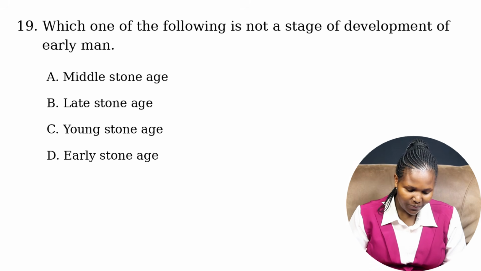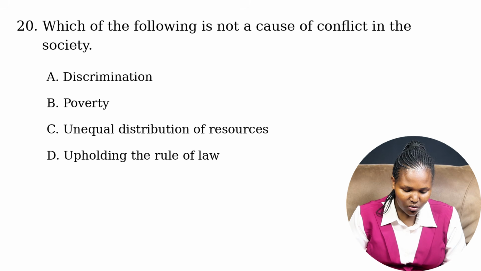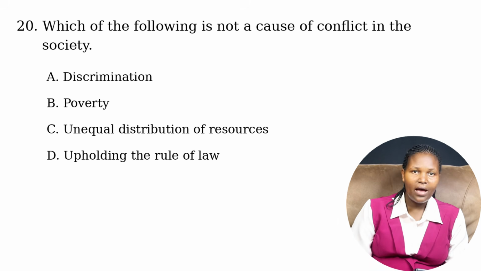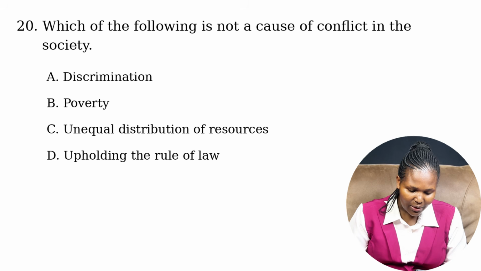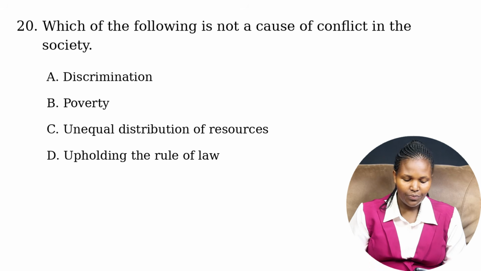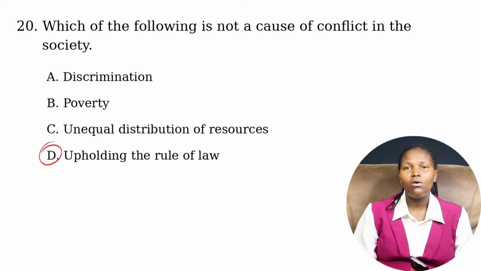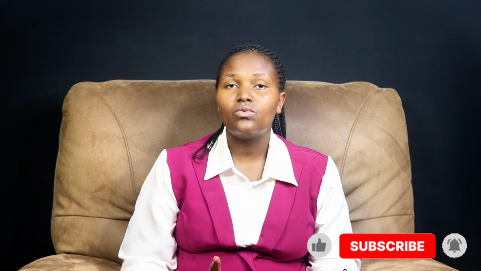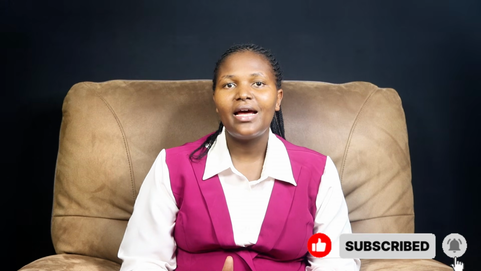And then question 20. Which of the following is not a cause of conflict in the society? We have A, discrimination, and B, poverty, C, unequal distribution of resources, and D, upholding the rule of law. That is very simple because everything else there will cause conflict except upholding the rule of law. When people respect the rule of law, that is going to prevent and resolve conflict rather than causing it. But the others, including discrimination, poverty, and unequal distribution of resources, can actually cause conflict. And with that, we are done with section A.